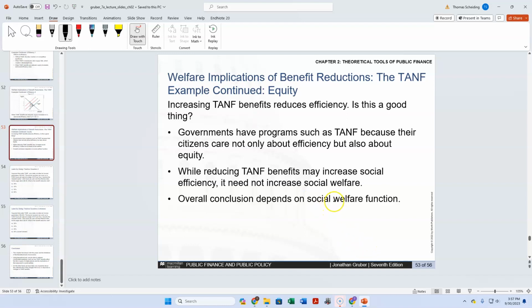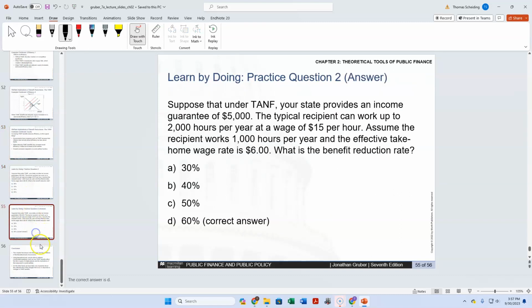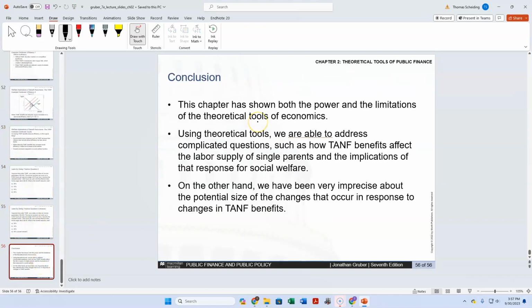Again, it all depends on our social welfare function. Do we do it from a Rawlsian perspective, that everyone should enjoy a certain amount of leisure? Or do we do it from a commodity egalitarianism perspective, where individuals should all have a certain amount of food and a certain minimum income? Okay, I'm going to skip these. And that's our conclusions.